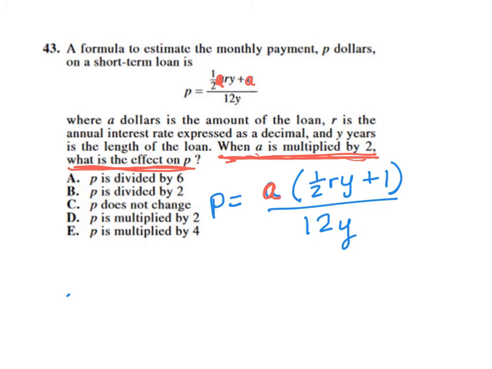Well, then if I think about the question, it says when A is multiplied by 2, what is the effect on P? So if I would just take A and multiply this quantity by 2, well, the effect on P, in order to keep these two sides equal, there's an equal sign, so I would need to multiply P by 2. So multiplying A by 2 is the same thing here. To keep those equal is multiplying P by 2. And that would be D. P is multiplied by 2.